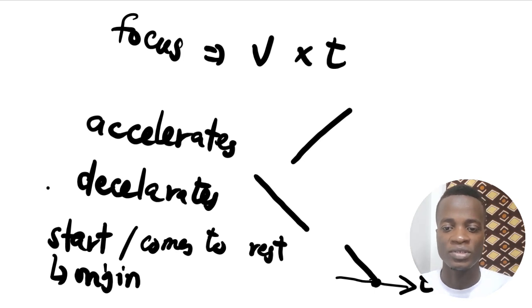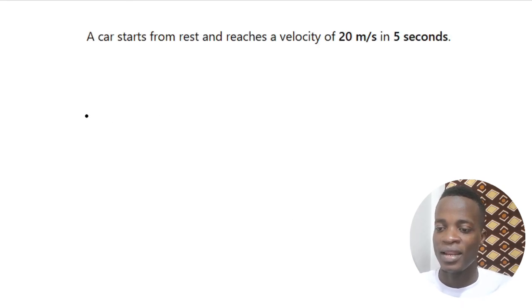Don't worry. Let's look at some problems quickly. We start from the very simplest one. But keep these things in mind. Let's look at the first question. A car starts from rest and reaches a velocity of 20 meters per second in 5 seconds. So a car starts from rest, which means that at the starting point the car was resting. At the rest stage, there is no velocity.